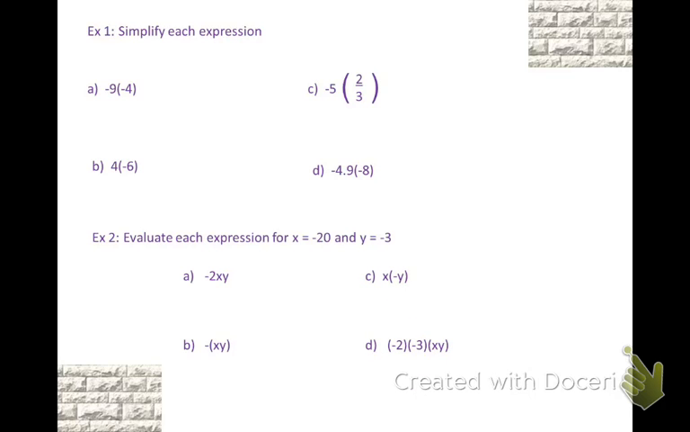All right, example 1. It's a negative times a negative, so it's going to equal a positive, and 9 times 4 is 36. B, a positive times a negative is a negative, and 4 times 6 is 24.